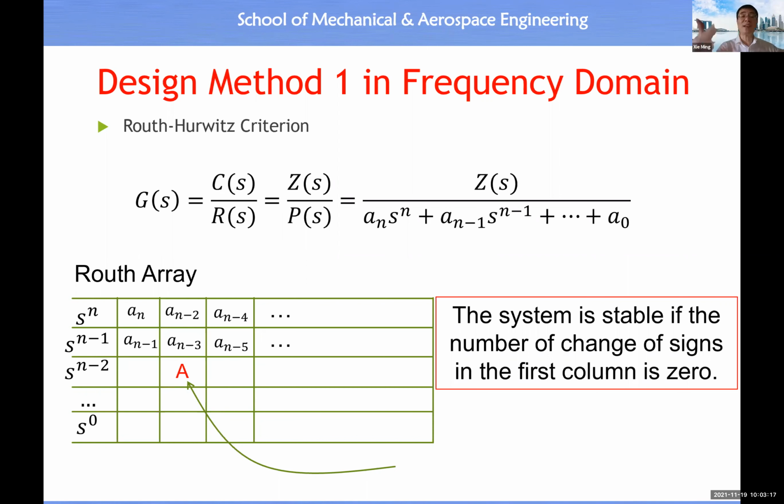I will use an example to illustrate the procedure. That is easier for you to understand, okay? It's an algorithm for you to follow, all right? Then we look at the values in the first column. The system will be stable if the number of sign changes is equal to zero. Otherwise, the system is not stable. Therefore, you use this condition to choose the value of the coefficient, or design parameter, inside the denominator. So you find what value you should choose for the design parameter which appears inside the denominator equation, right? This is the principle of this design method, all right?